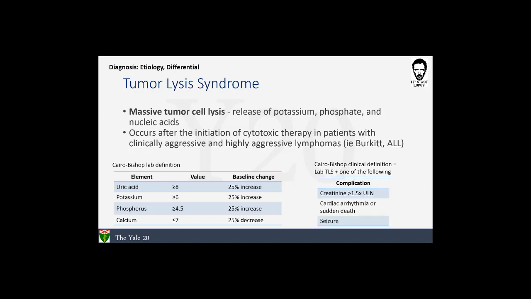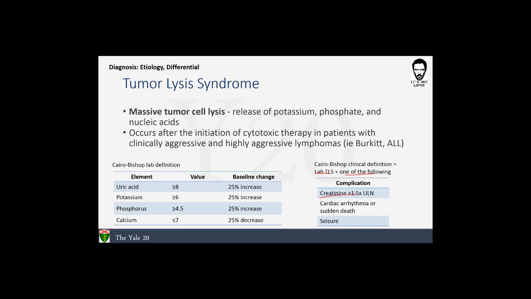So to define them, there's actually criteria. So you want to look at these particular 4 labs and you want to look at either the values. So uric acid above 8, potassium above 6, phos above 4.5, calcium less than 7, or you want to look at the baseline changes if the patient at baseline has abnormal lab findings. And then that's the lab definition, and then you also have the clinical definition, which is basically lab TLS plus one of the following symptoms.